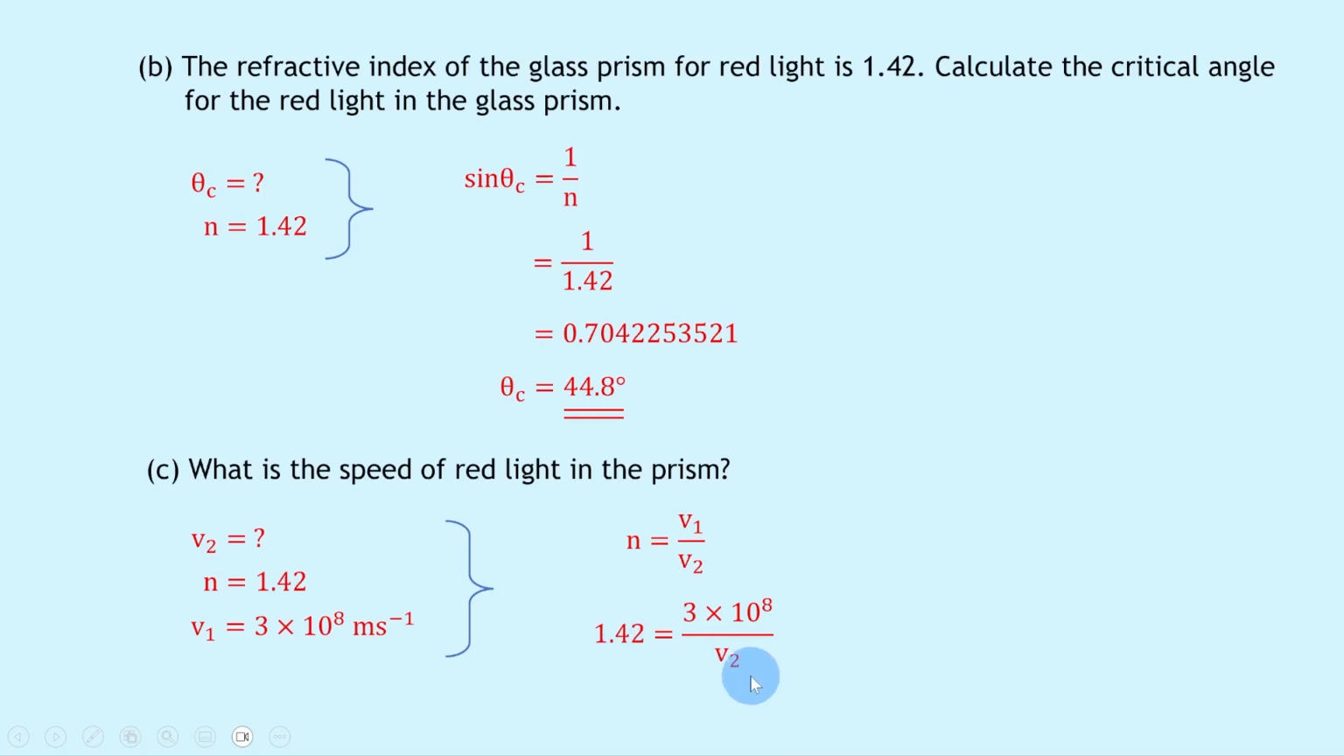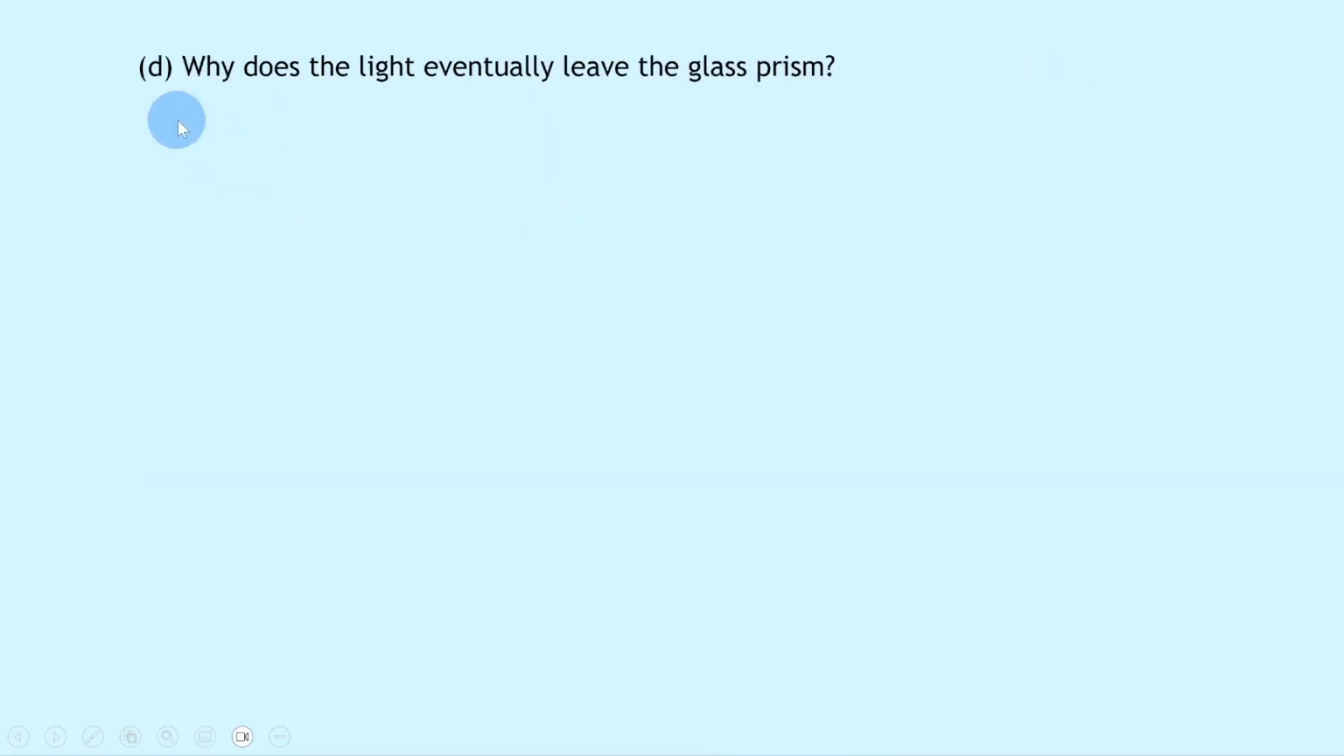And then to get V2 on its own, we can multiply both sides by V2 and then divide both sides by 1.42, or we can simply just cross multiply, which is the same as swapping these two terms. So we can write V2 equals 3 times 10 to the 8 divided by 1.42, and putting that into your calculator should give you an answer for V2 of 2.11 times 10 to the 8 meters per second. Lastly, part D says, why does the light eventually leave the glass prism?